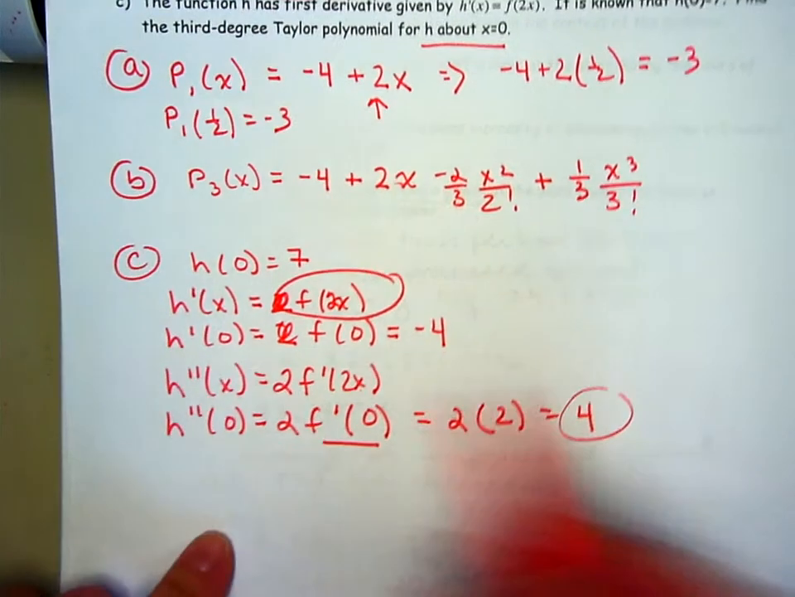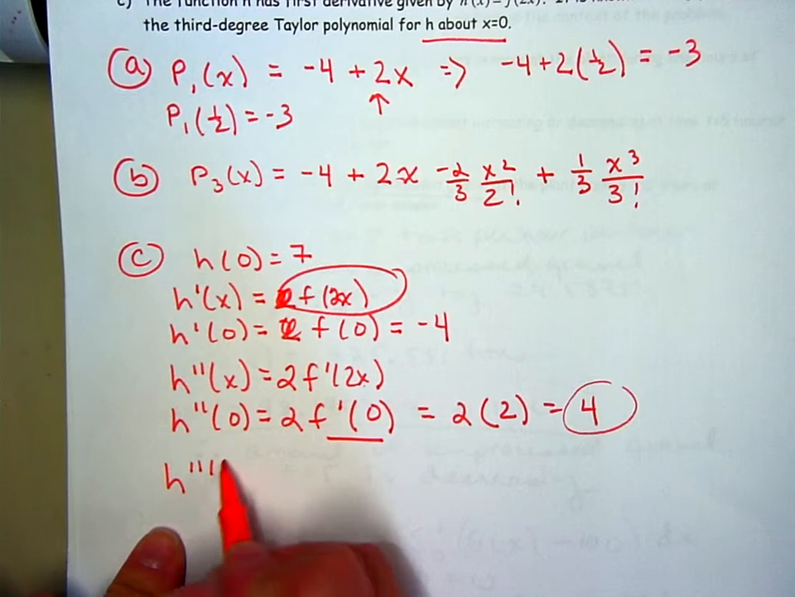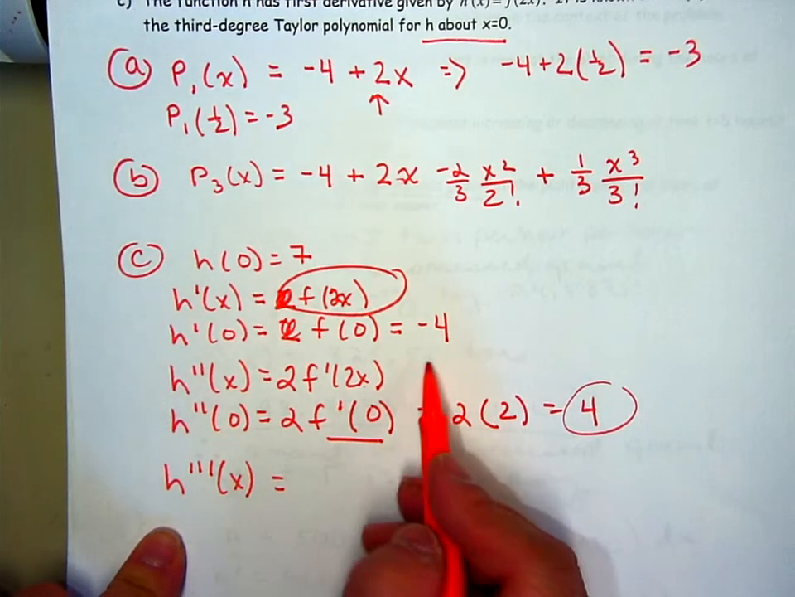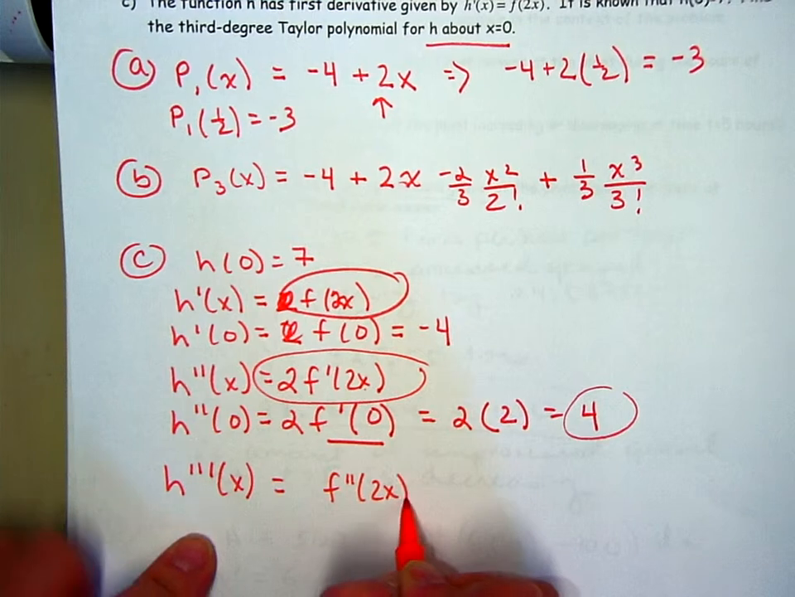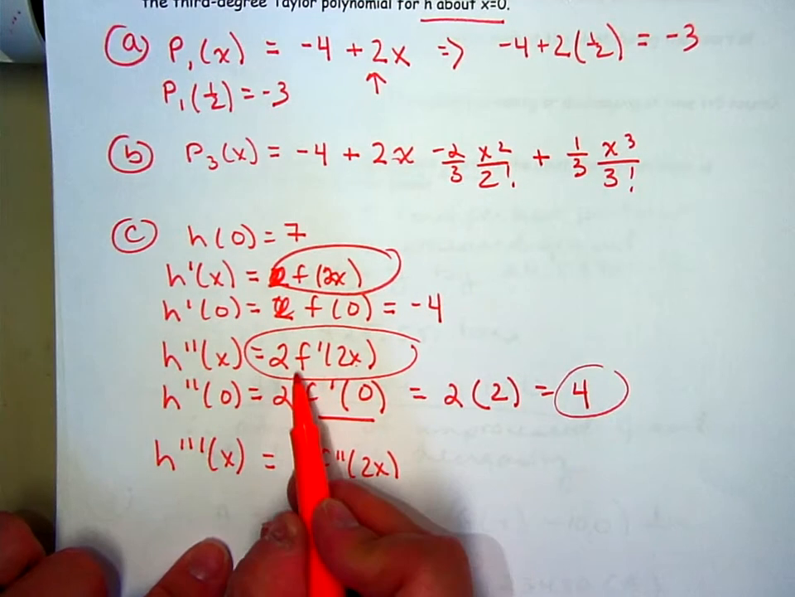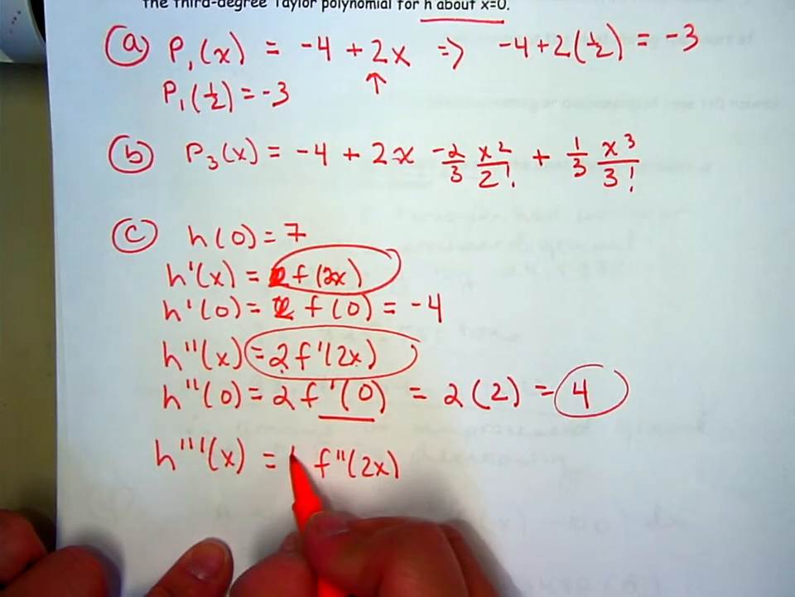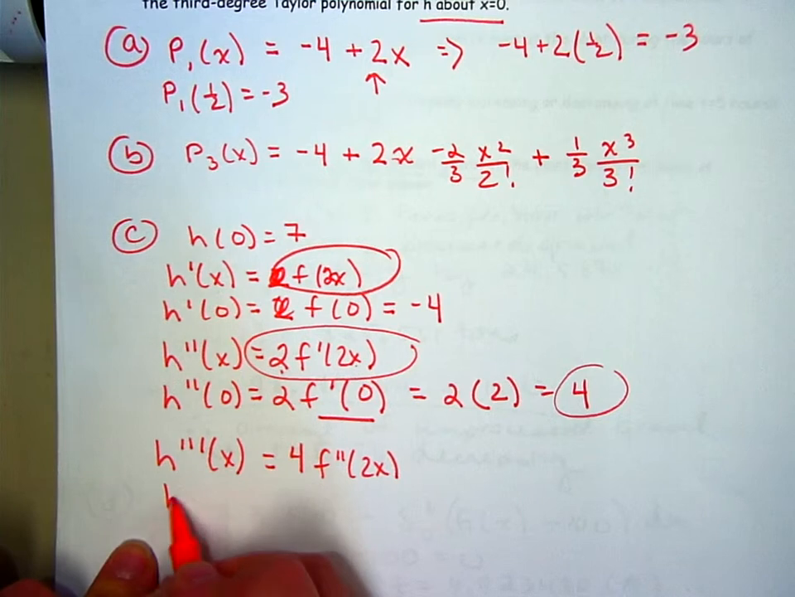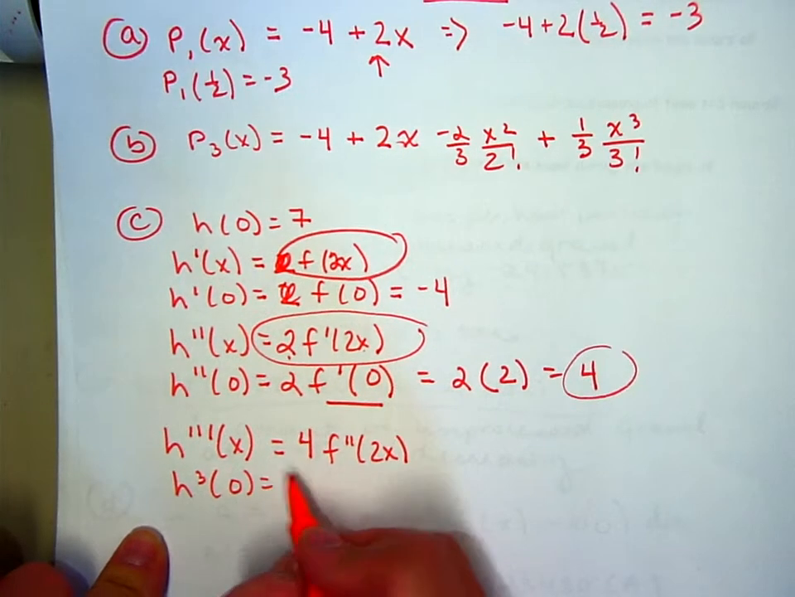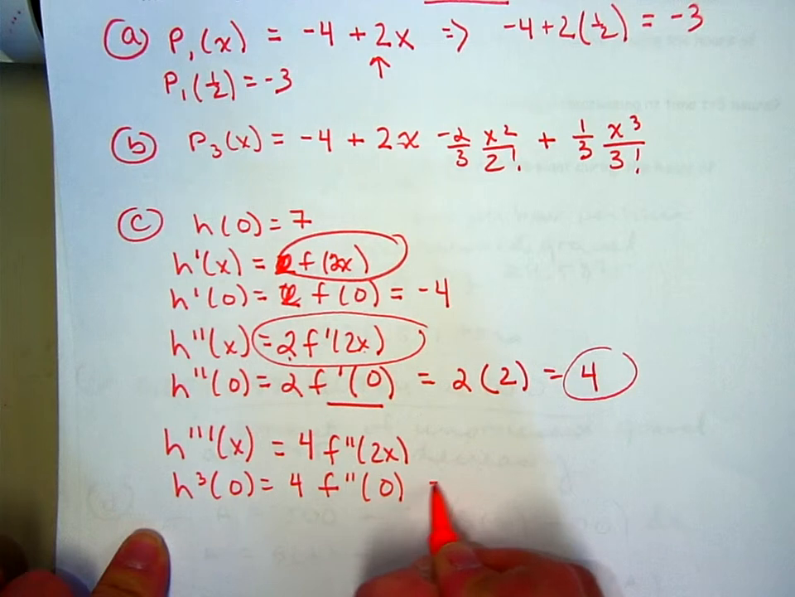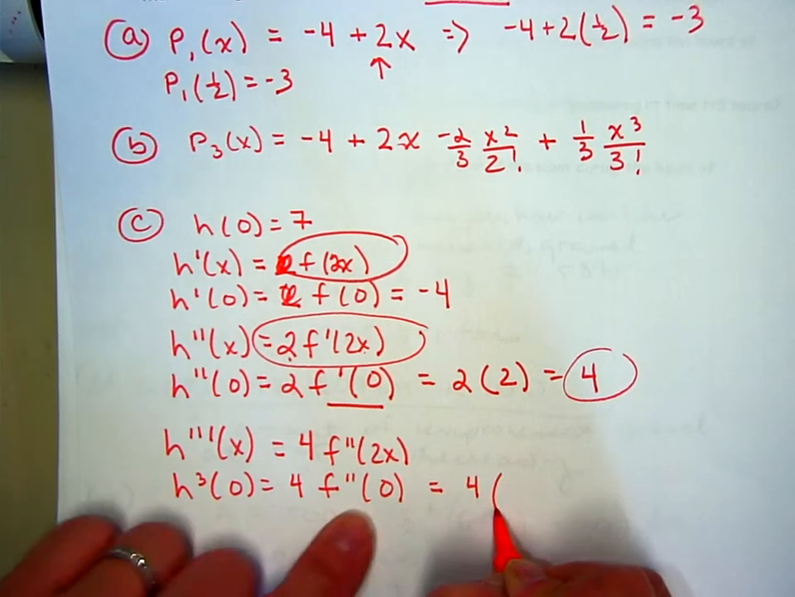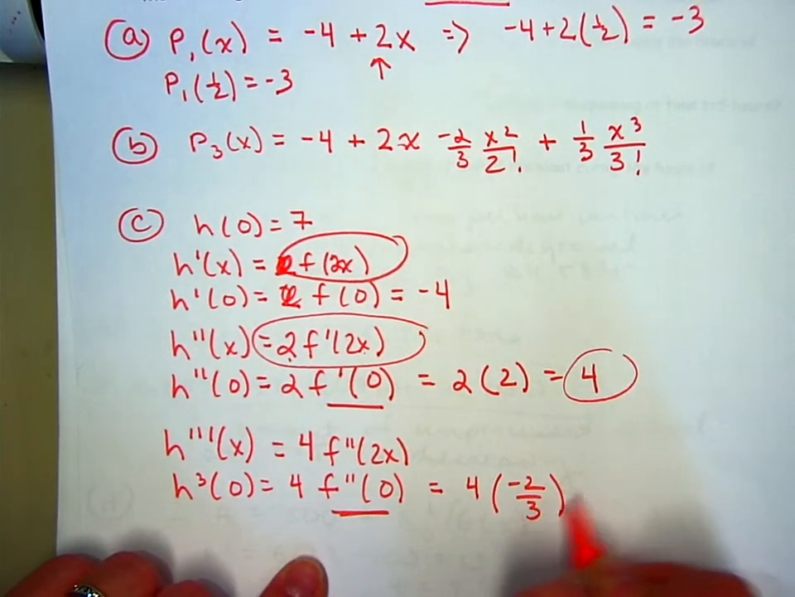I also need the third derivative because I'm going to need to get to the third degree. So I need to take the derivative of this. So I have the second derivative of 2x, but again I got to use the chain rule again. So I'm going to take this 2, multiply by another 2, so I get 4. The third derivative at 0 would then really be 4 times f double prime of 0, and I have 4. This value was given as -2/3, so this is -8/3.